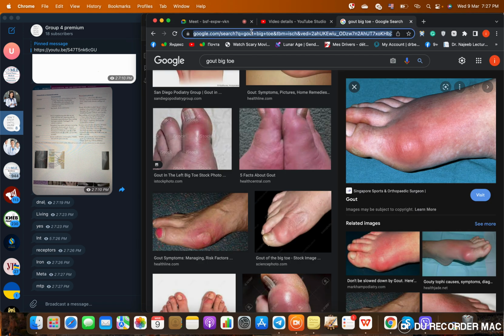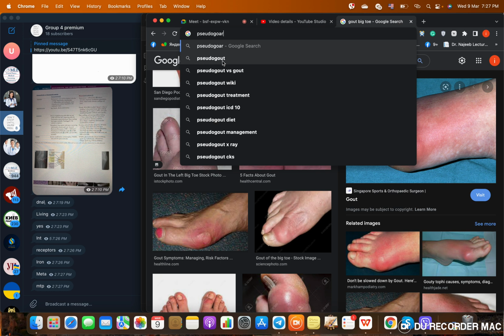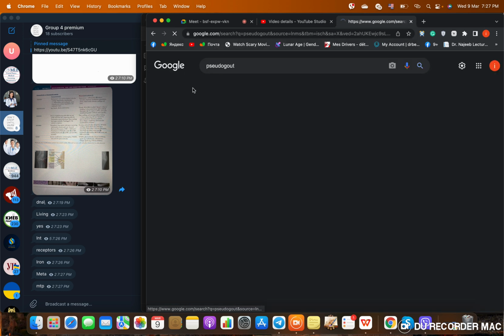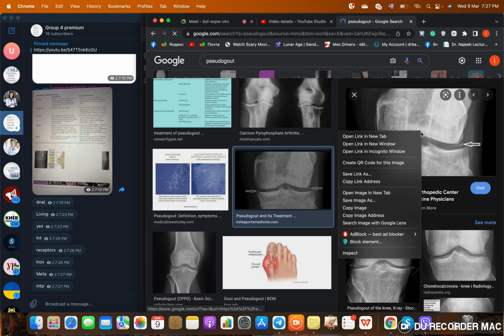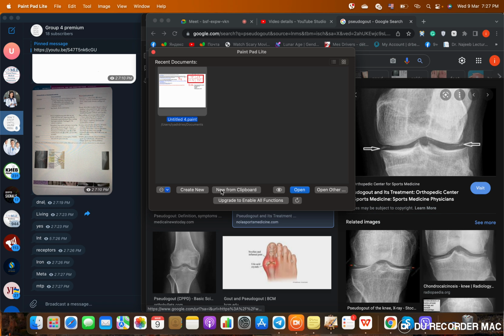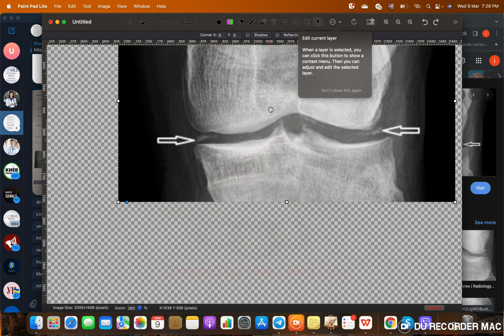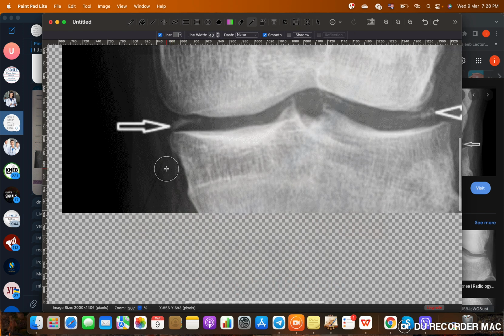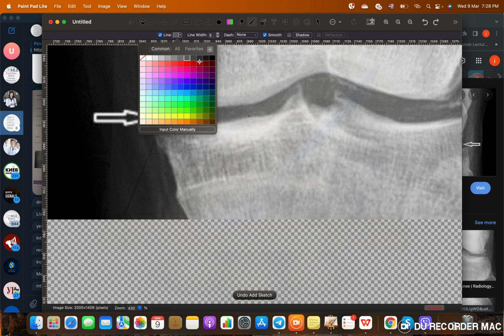I will teach you a trick for pseudogout. If you understand it now, it doesn't matter which X-ray they give you, you will always get it right. When you take a look at a pseudogout, what I want you to do is take the X-ray, put it in front of you, and enlarge it. After you enlarge it, you can see black, white, black, right? So there is black, white, black.